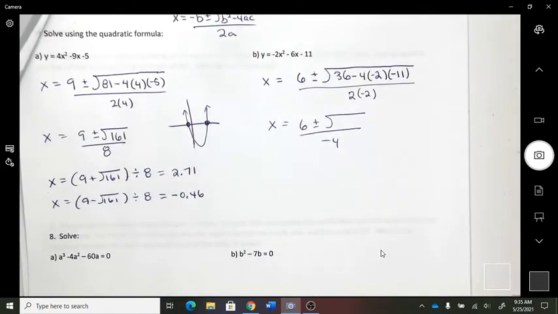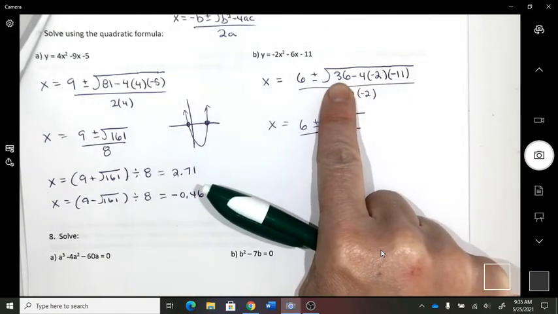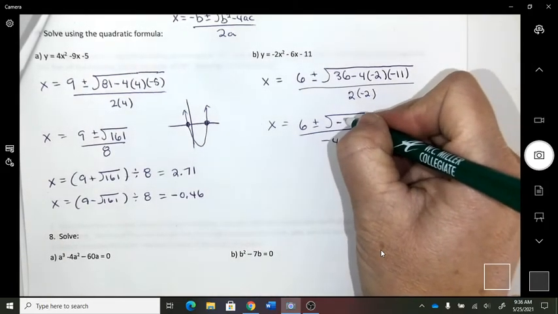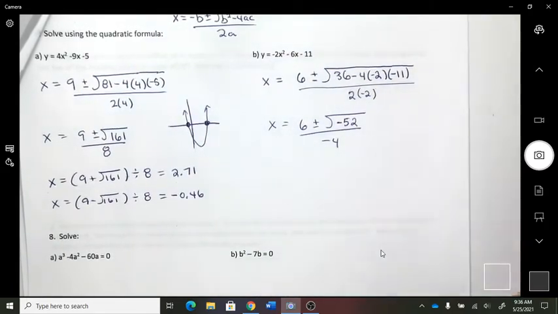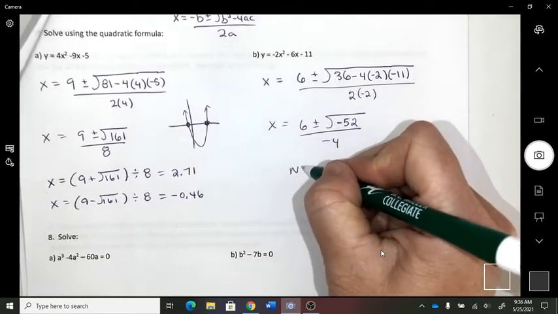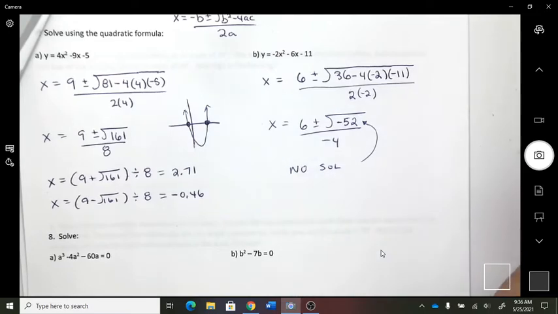Okay, so you should be working just with this part right now. What is 36, subtract 4 times -2 times -11? Did somebody get a -52? Okay. What does it instantly tell me? There's no solution. If that's negative, there's going to be no solution.